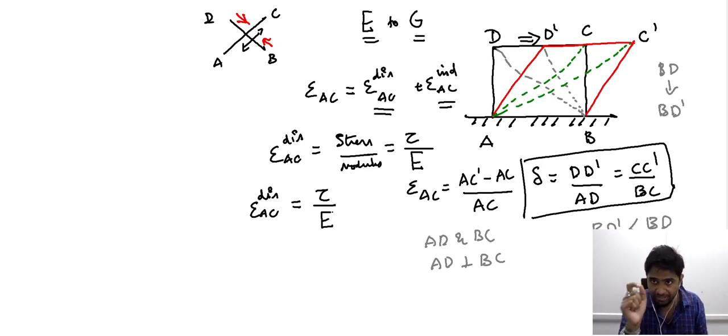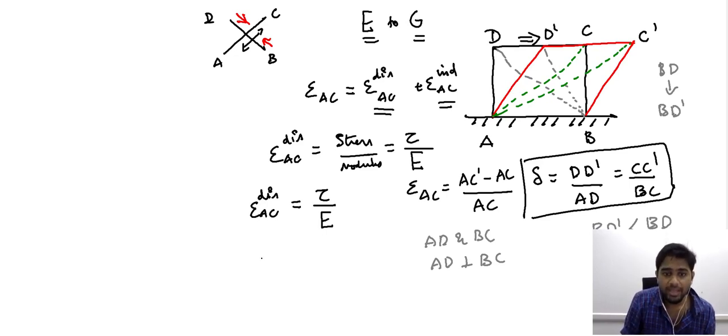This strain is contributed by two factors. One is the direct stress that brings about this increase in length. The other is the compressive stress along the perpendicular direction, which due to the Poisson's effect brings about an increase in this particular direction. So that is what we have seen here. So the direct response of this element, the element AC, for the imposed shear stress is expressed in this manner.